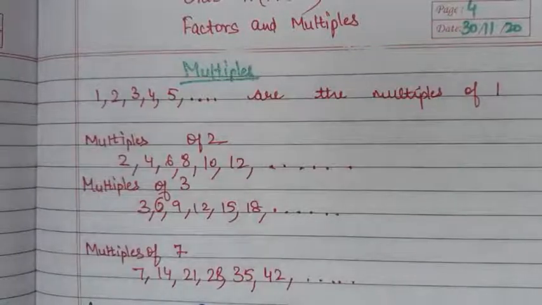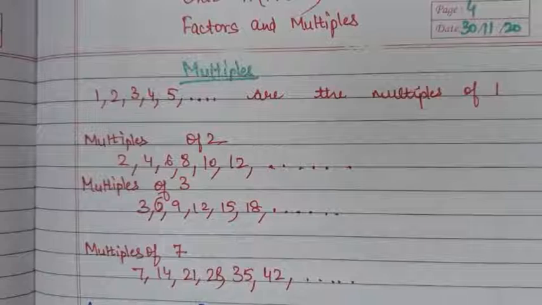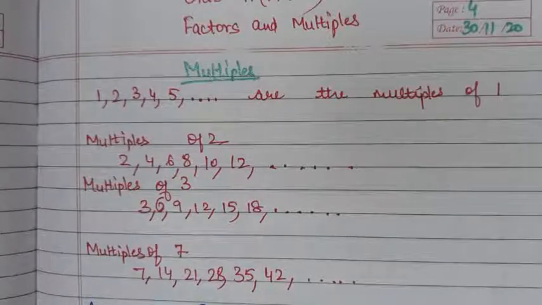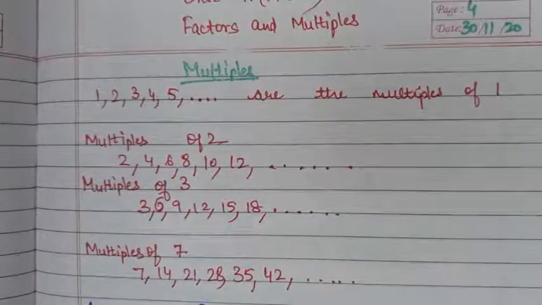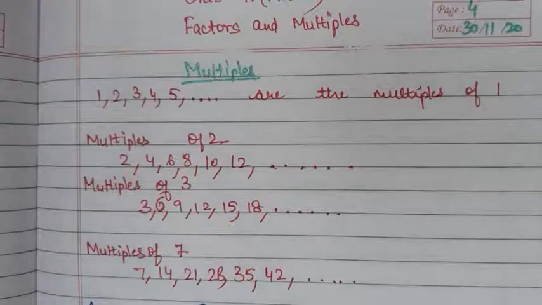Students, this is the second video of the topic Factors and Multiples, class 4th. In the first video, we discussed how we can find the HCF of a given number, the prime factorization of a given number, then the factor tree. Now the next topic is multiples.